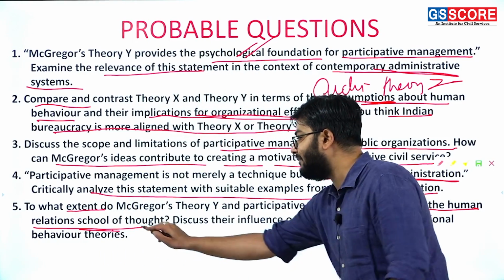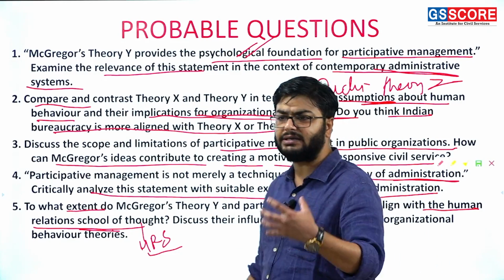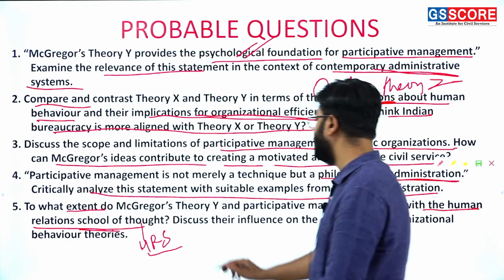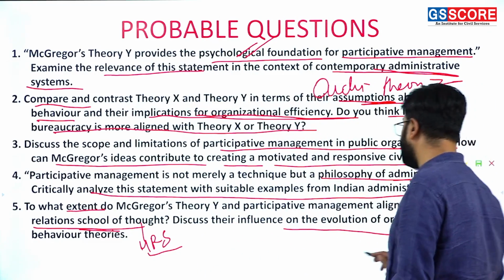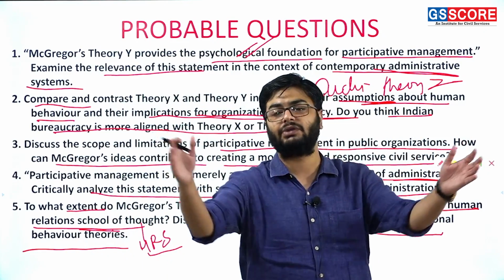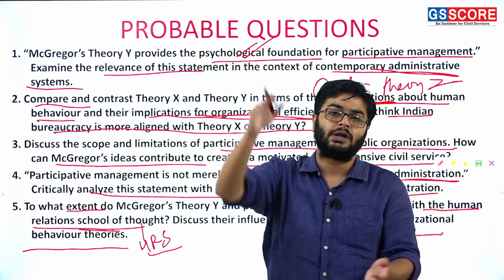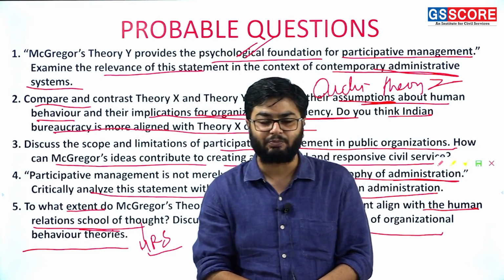So again, an implication. The question that we took up was related to motivation as a concept. Here it is linking with the human relations school. So we can say that it is an extension, it is an improvement, right? Discuss their influence in evolution of organizational behavior theories in general. The evolution from classical to modern to participative to contemporary ones.